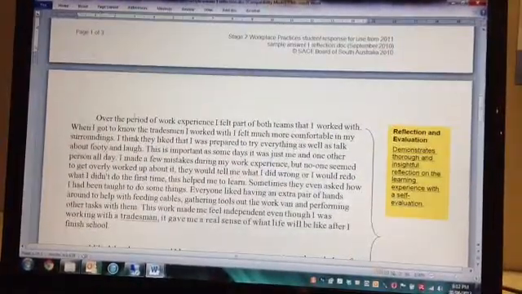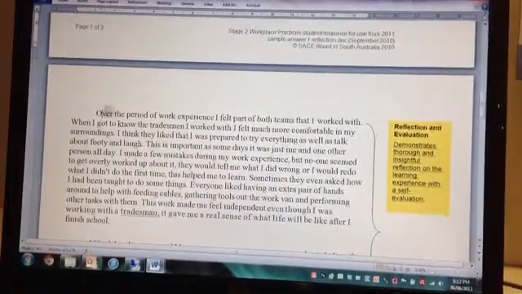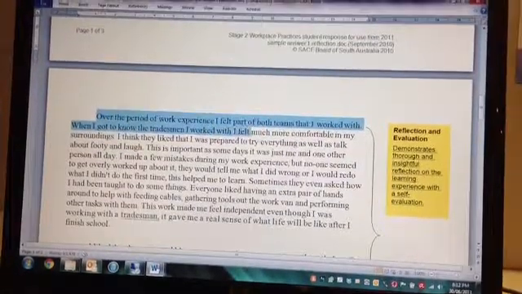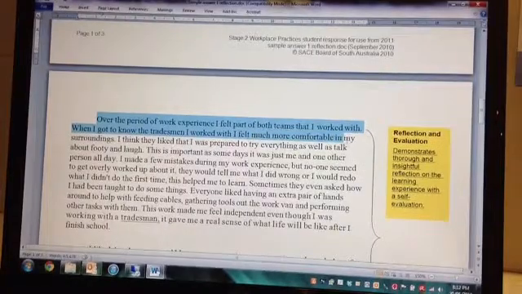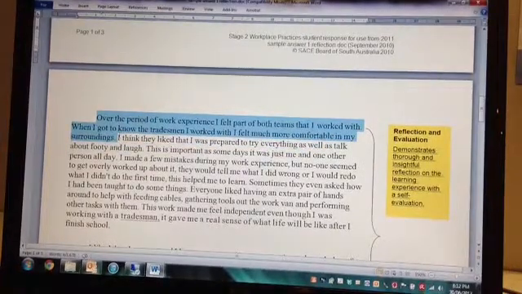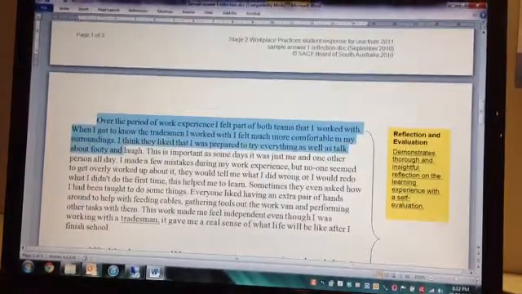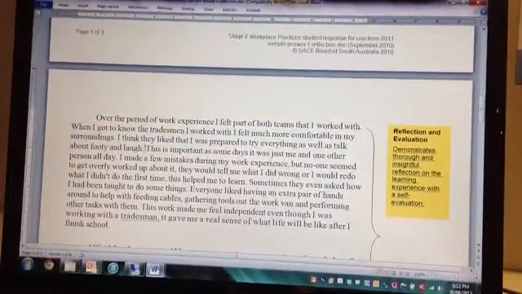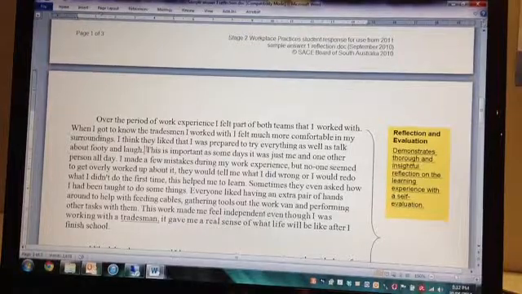And the final two paragraphs, over the period of work experience, I felt part of both teams that I work with. When I get to know the tradesmen I work with, I felt much more comfortable in my surroundings. I think they liked that I was prepared to try everything as well as talk about footy and laugh. So that's talking about those personal attributes, your sense of humour. This is all important as some days it was just me and the other person all day.